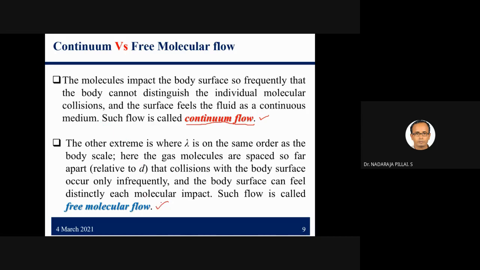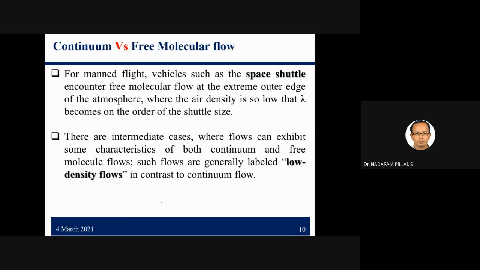Anyway, we will study the free molecular flow when we come to hypersonic flow theory later, right? For example, if you want to consider the space shuttle, you need to consider lambda. In high speed or hypersonic flow, when you compare the geometry and the mean free path, it is usually defined by a number called the Knudsen number, right? But we need not think about that now.